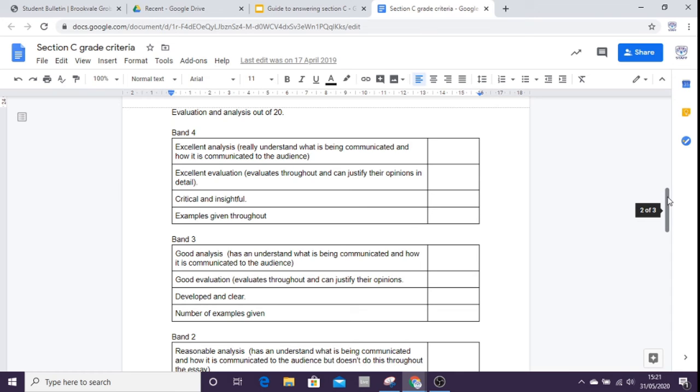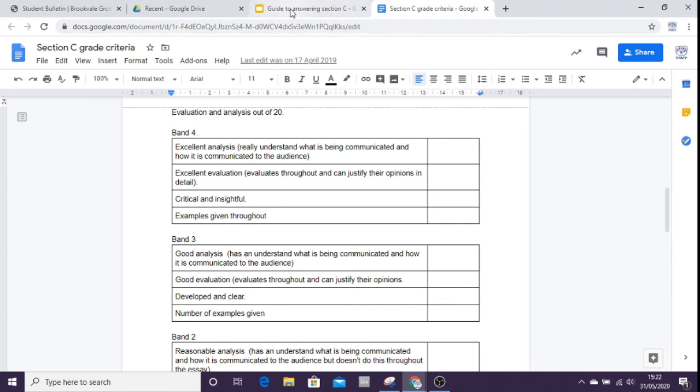So I could say that Nora's use of her body language, where she crosses her arms, shows that she's defensive. Or I could say when Nora uses her body language and crosses her arms, it's really effective because you instantly see that she's trying to protect and defend herself. So I'm analysing as well as evaluating simultaneously, and that's what's quite crucial. And it's looking for that you've got examples given throughout.